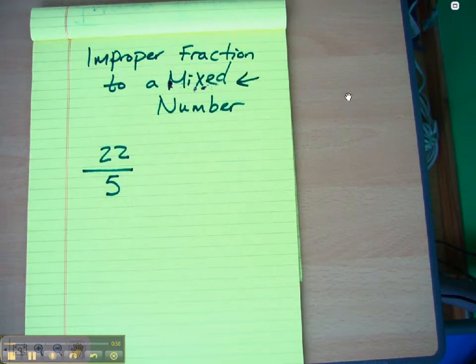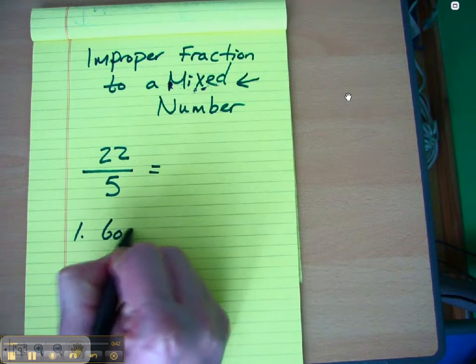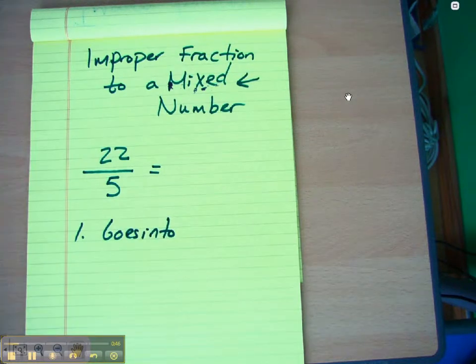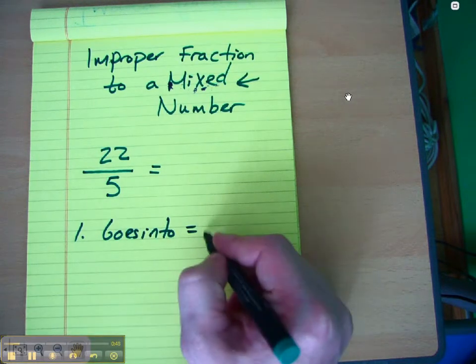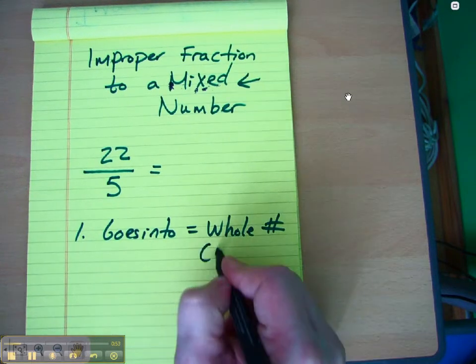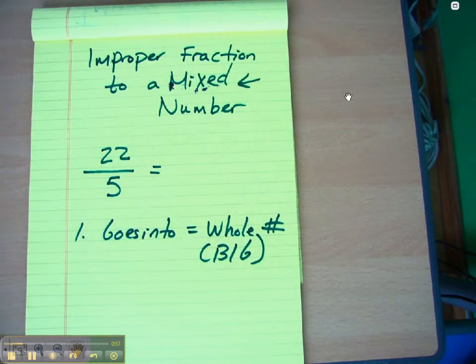So how do we do that? Well, it's a three-step plan. Step number one, we'll call it "goes into." Yes, the old "goes into." Now, once we find out the goes into, that's going to equal our whole number. And we write that whole number big. So that's always what you've got to remember. The whole number is the big number, okay?